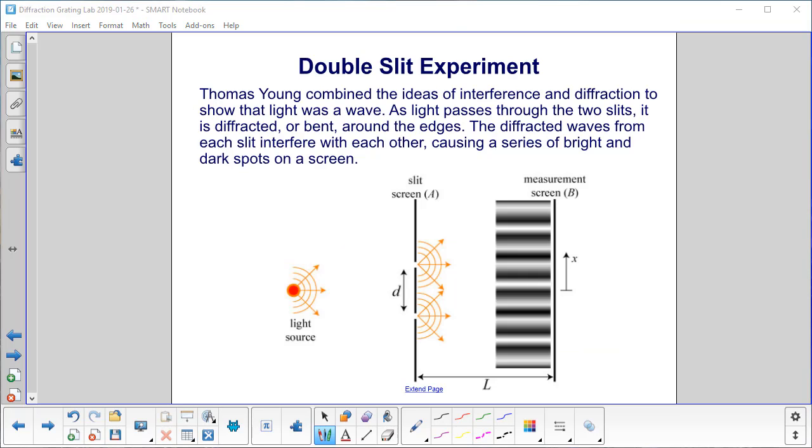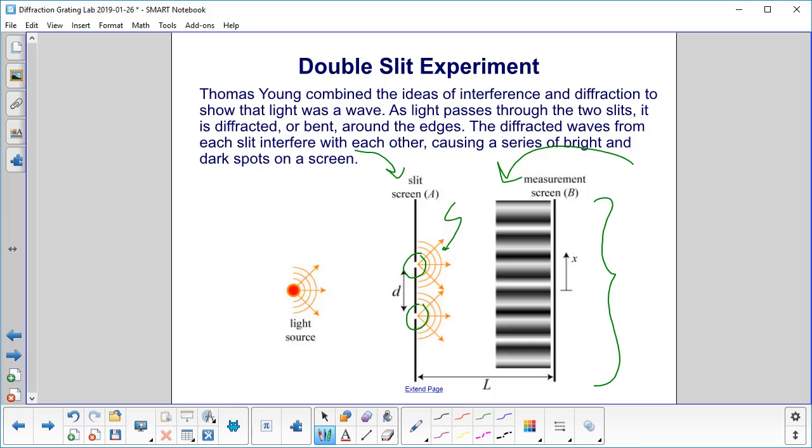The double slit experiment, one of the more famous experiments in the history of physics. Thomas Young combined the ideas of interference, which is happening over here, and diffraction, which is happening over here, to show that light was a wave. As light passes through the two slits, have a slit here, hence the name double slit, it is diffracted or bent around the edges. You can see that over there. The diffracted waves from each slit interfere with each other, causing a series of bright and dark spots on a screen.